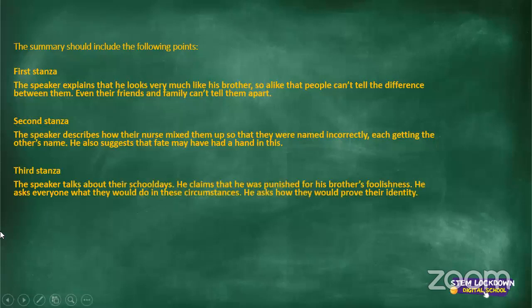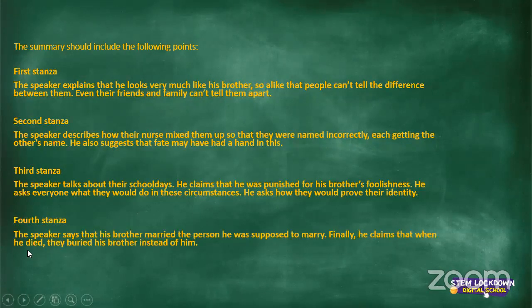Okay, the third stanza, the speaker talks about their school days. He claims that he was punished for his brother's foolishness. He asks everyone what would they do in these circumstances. He asks how they would prove their identity, okay? So if you have anything similar to this, you are also on the right track. You are basically just summarizing what was in front of you, okay?